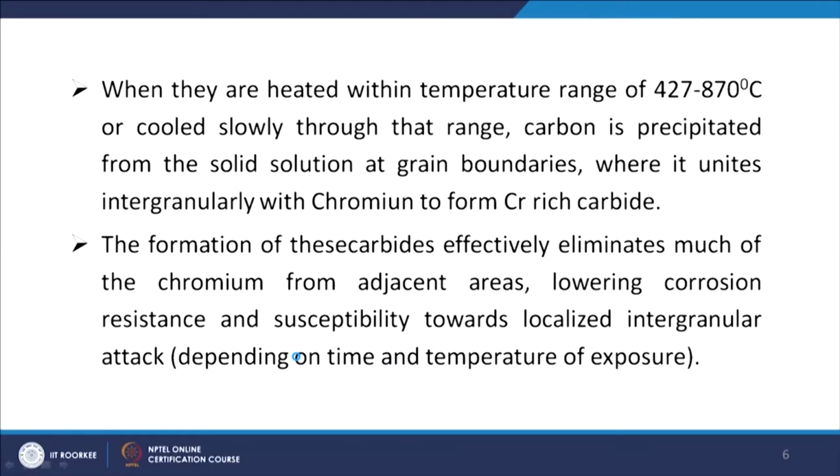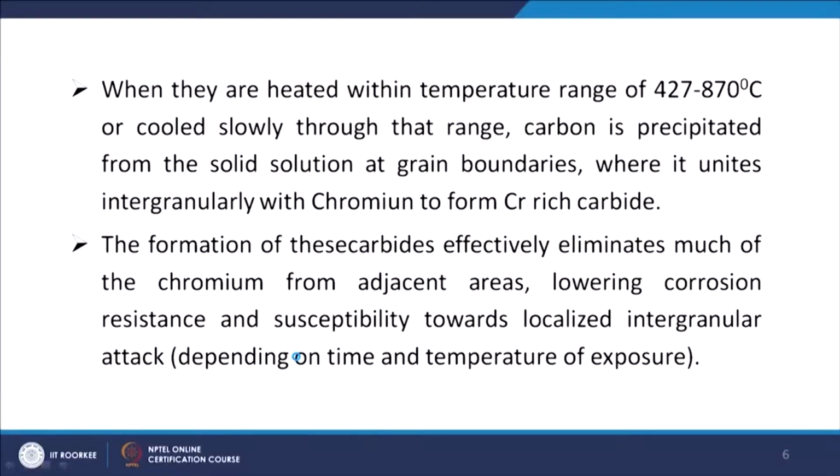When they are heated in the temperature range of say 427 to 870 degrees C, or in fact cooled even through that range, the carbon is precipitated from the solid solution at the grain boundaries. That is one important thing, because of the carbon which is precipitated, you will have depletion. You have chromium carbide formation, and accordingly the chromium, which is primarily used for the formation of chromium oxide, which will give you the stainless properties.